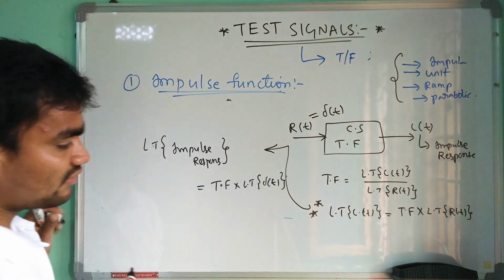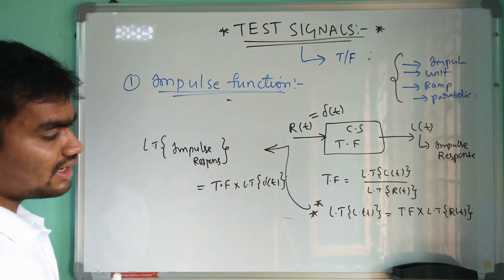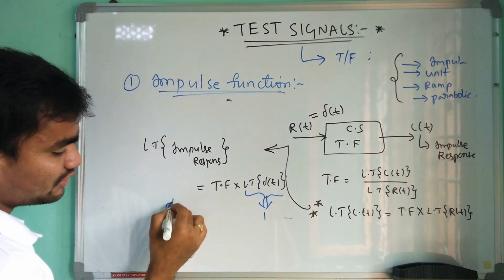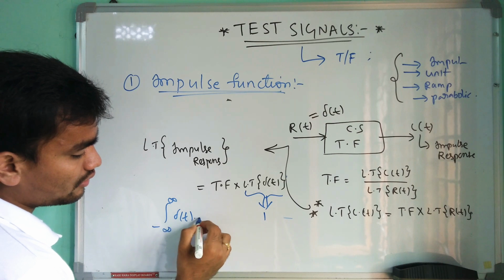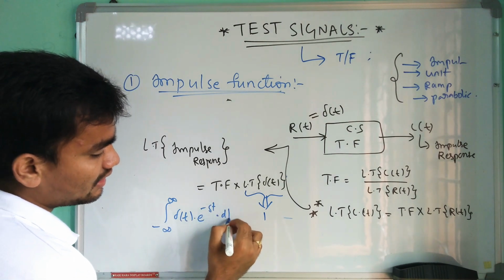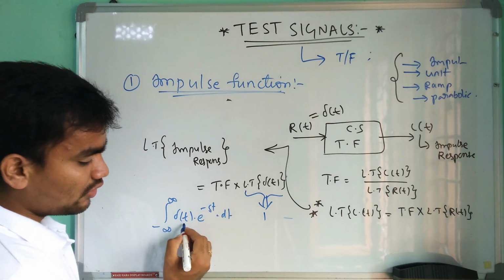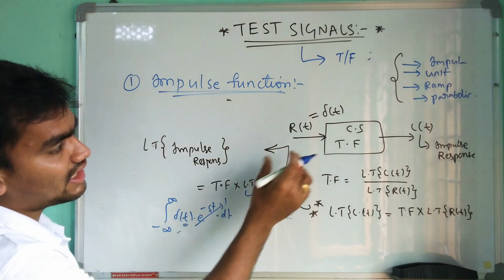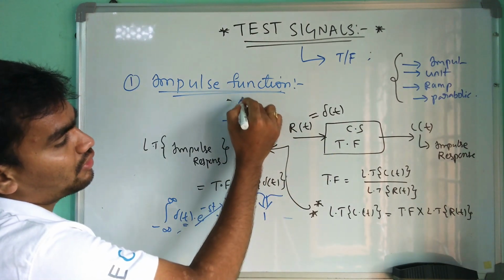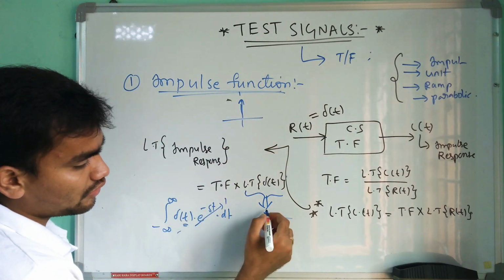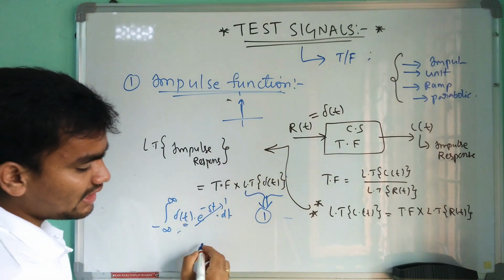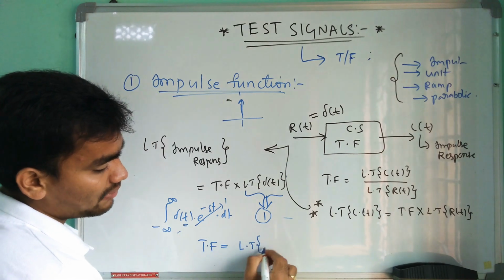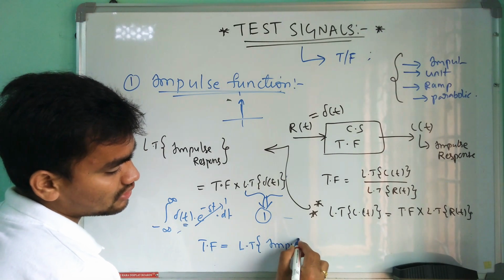From the formula of the Laplace transform, you can write the Laplace transform of del of t as the integral from minus infinity to infinity of del of t times e power minus st dt. This will exist only at t equal to 0, so it becomes 1, and the integral, or the area under the curve that we have drawn already, is unity, so you can write this as 1. So simply we can derive the final relation: transfer function equals the Laplace transform of the impulse response.